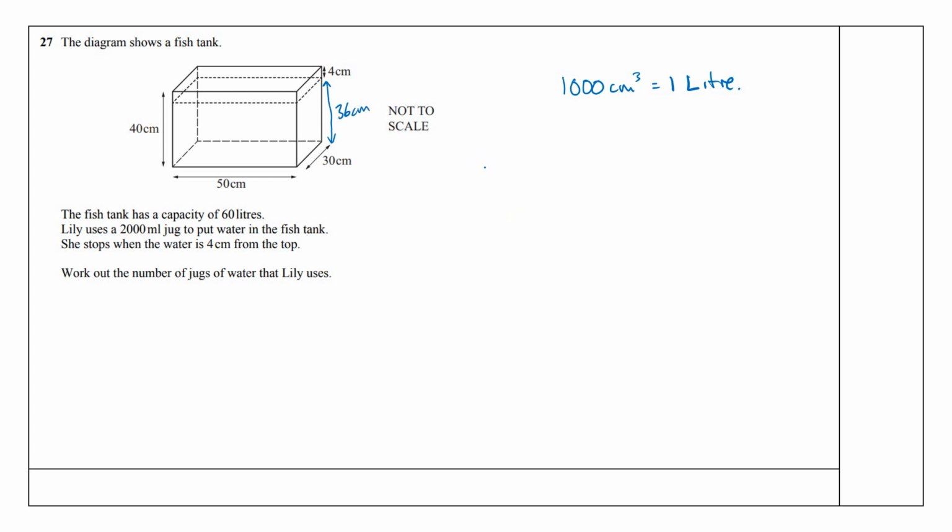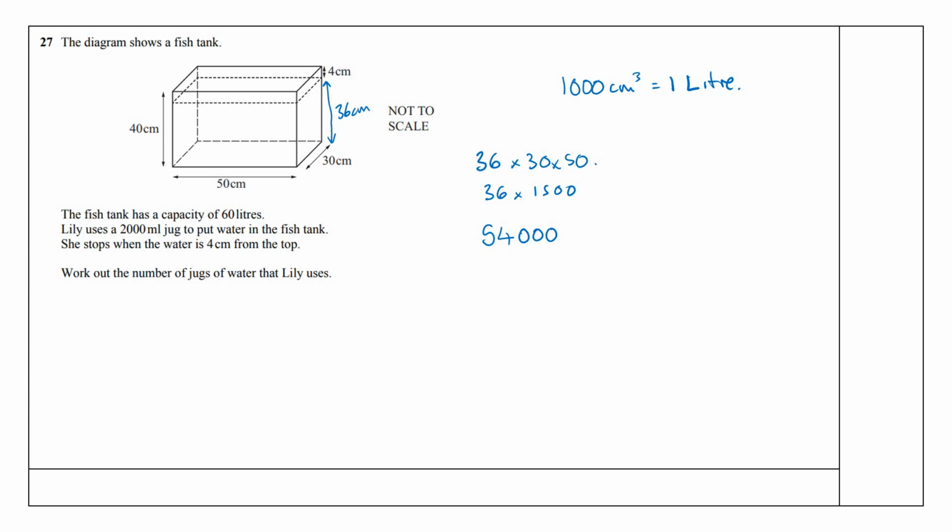So the first thing I'm going to do is work out how much water she actually used. She used 36 centimeters times 30 times 50. That's going to be 1,500 times 36. 36, 18, 54, this is going to be 54,000. That'll take a little bit of working out. I'm just going to double check it on my calculator because I don't want to take ages writing all of these sums down. Yeah, 54,000 is fine.